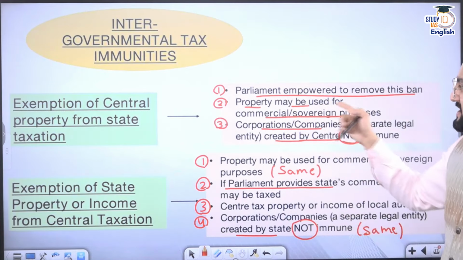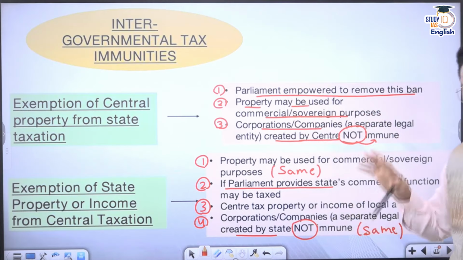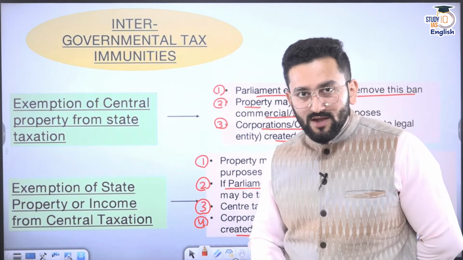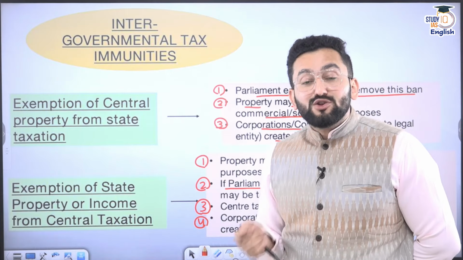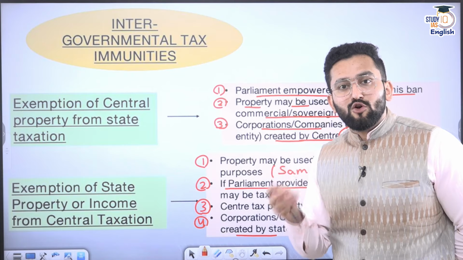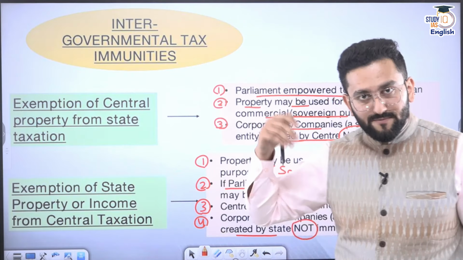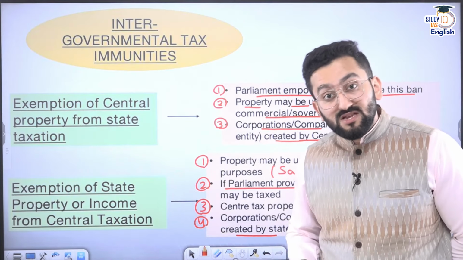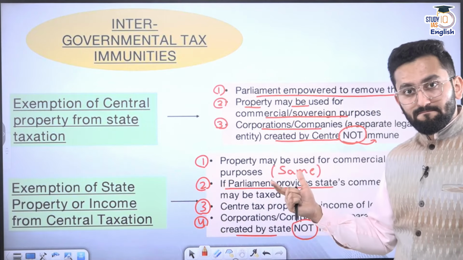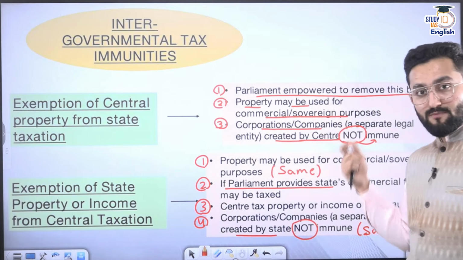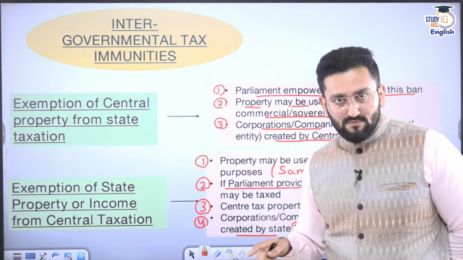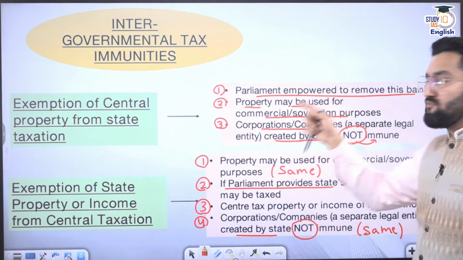Now, property may be used for commercial and sovereign purpose. It means central government department is having some property, okay, in state, obviously. So now they may be conducting some commercial activities there. Means central government company has made some shops there, right? Doing some business there. So can state government impose tax on such property since it is being used for commercial purpose? No. For sovereign purpose? No. Right? It means this is an immunity.